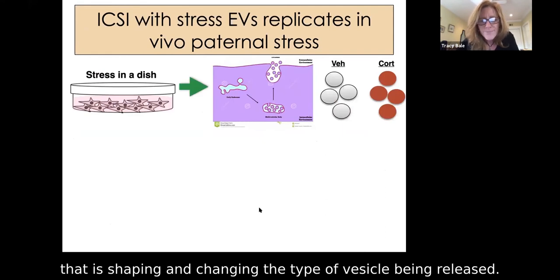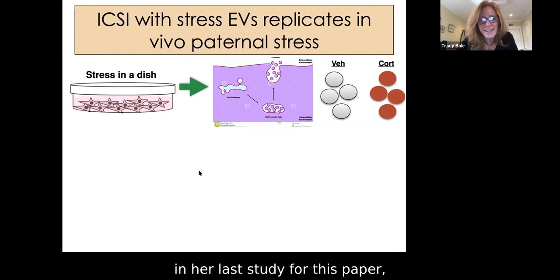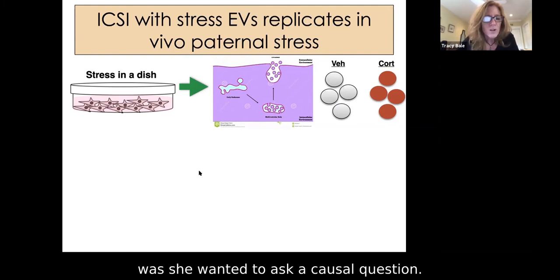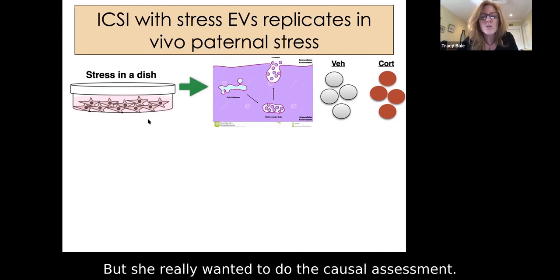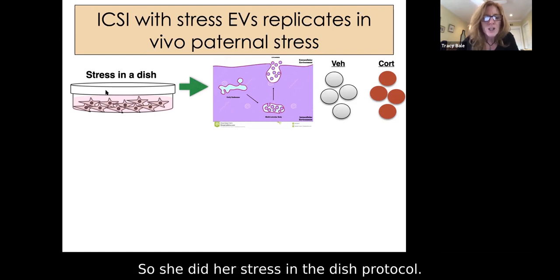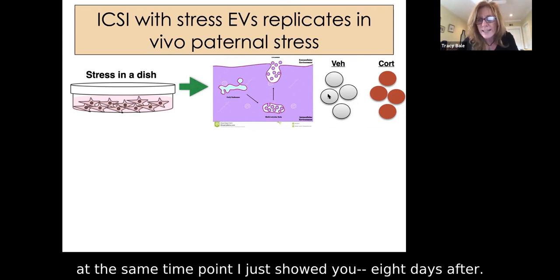Okay, so just to quickly tell you what this brilliant grad student did in her last study for this paper was she wanted to ask a causal question, right? We've done a lot of associations. We see overlap in her stress in the dish with the in vivo, but she really wanted to do the causal assessment. So she did her stress in the dish protocol. She collected her extracellular vesicles at the same time point I just showed you, 8 days after.